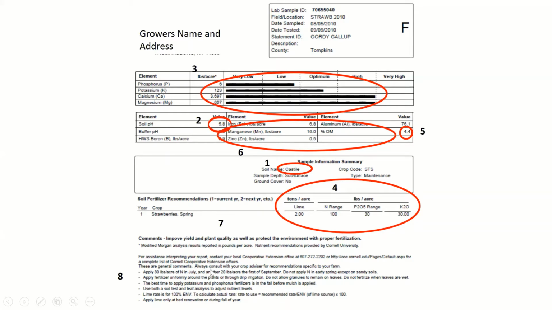And then 8 is more information about the recommendations. So it's more specific, like it says, apply 80 pounds per acre of nitrogen in July. We don't get nitrogen information on this because nitrogen is very, I like to use the word ephemeral, but it's just not there to measure, and it changes very quickly. So it's hard to measure in a soil. But this gives a kind of generic recommendation: 80 pounds in July, another 20 in the first part of September. And that's a good strategy for especially June bearing strawberry.